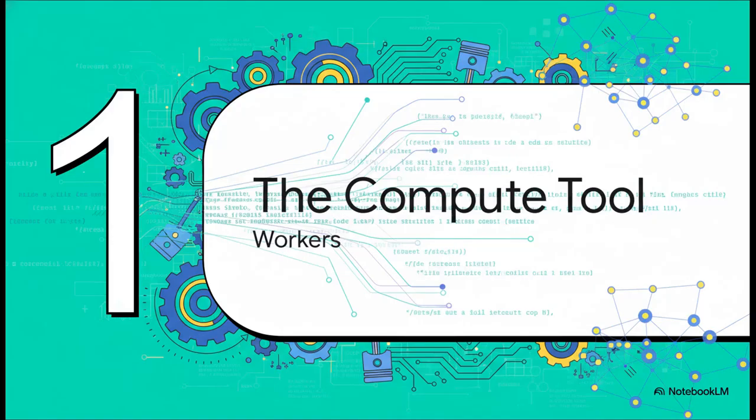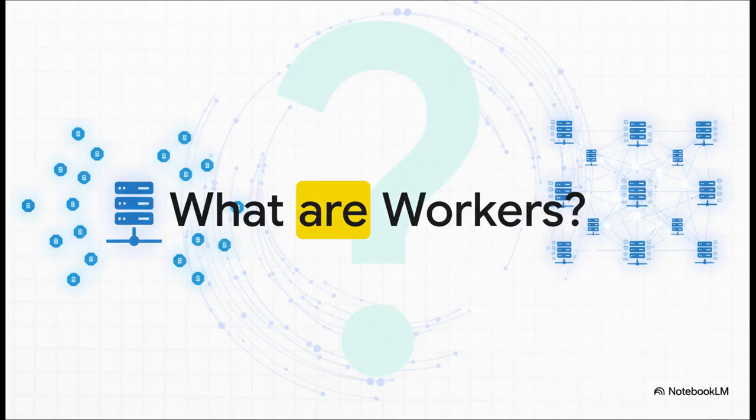All right, first up in the toolbox, the engine. I mean, before you can do anything else, you've got to have a place to actually run your code, right? This is the compute tool, and it's called Workers. So, what in the world are workers? And how do they completely flip that old single-server model right on its head?